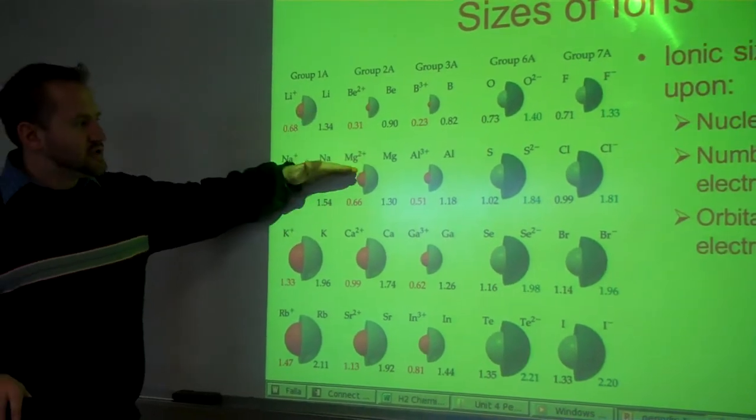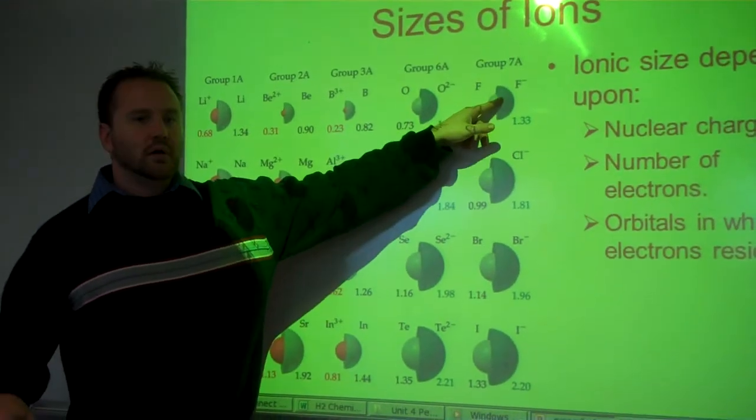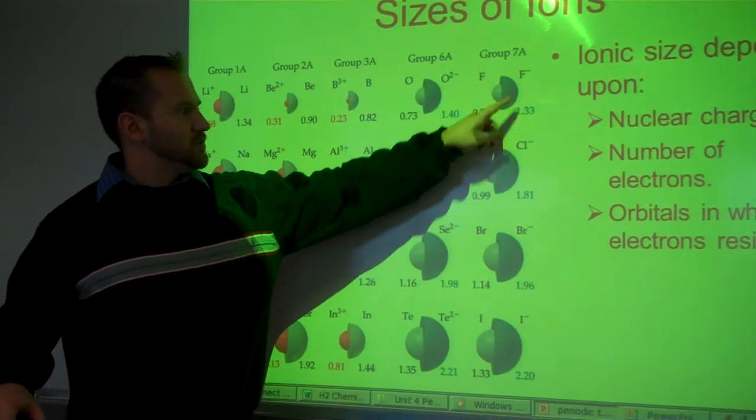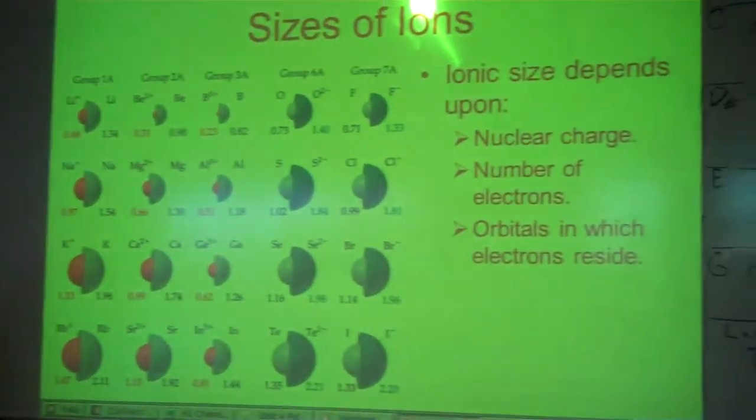And as you go down a row on the periodic table, again, you're adding energy levels. So comparing all the -1 ions, you'll see that the smallest would still be fluorine because it's further up and to the right. It still has fewer energy shells.